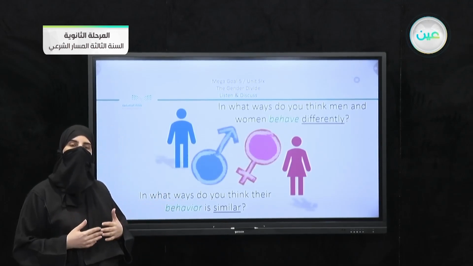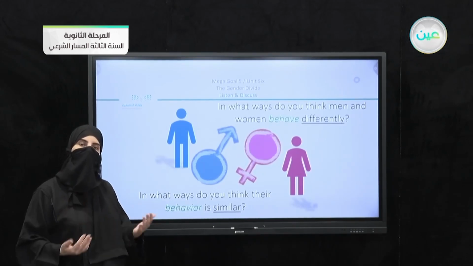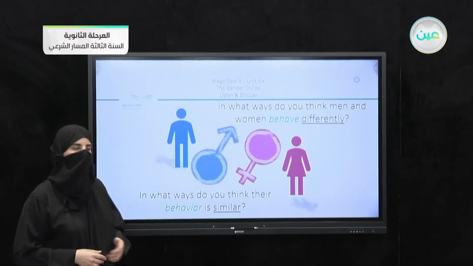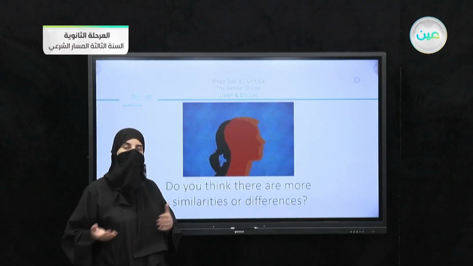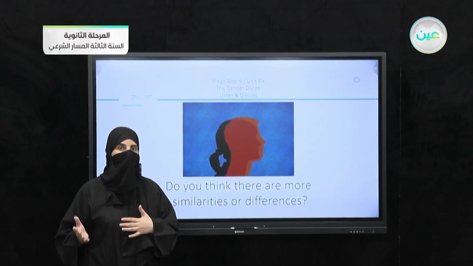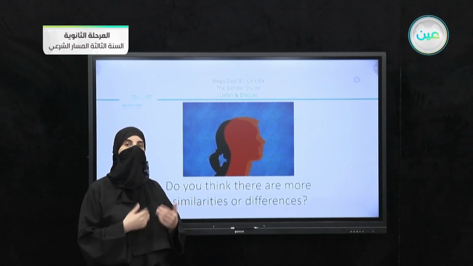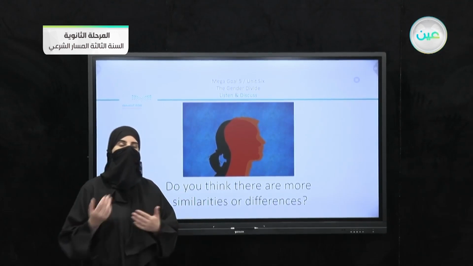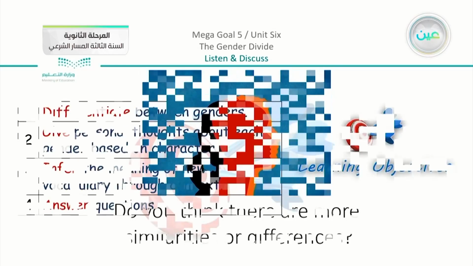Now we are talking about the similarities and the differences in behavior between male and female. So what do you think about it? We have our question here: do you think there are more similarities or differences? When you think about how each gender behaves, and once you have thought about the male behavior and the female behavior, do they have more similarities, or do you think that they have more differences? This is a question just to put in mind.